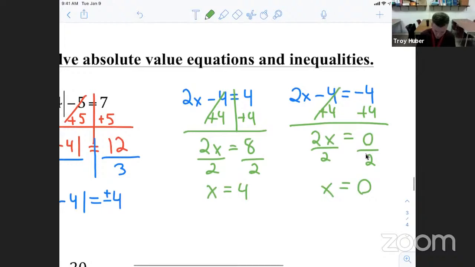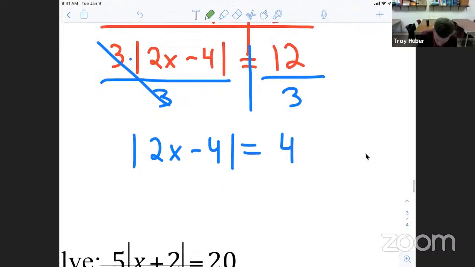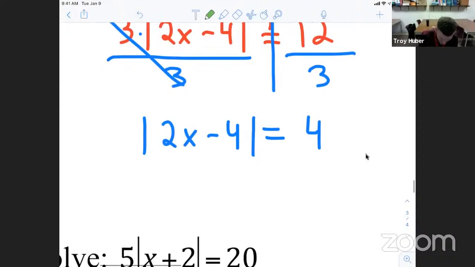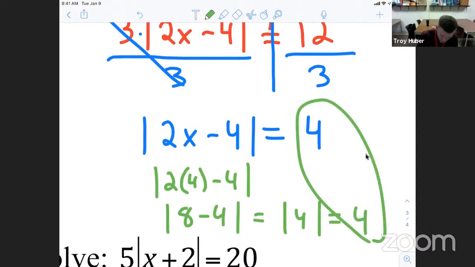So let's see if both of these work. All right, so we want this to equal 4. So the first one I'm going to plug in is positive 4. So you have the absolute value of 2 times 4 minus 4. Okay, so this would be the absolute value of 8 minus 4, which is 4. The absolute value of 4 is equal to 4. So these two match. So we're good. We did that first one correctly.